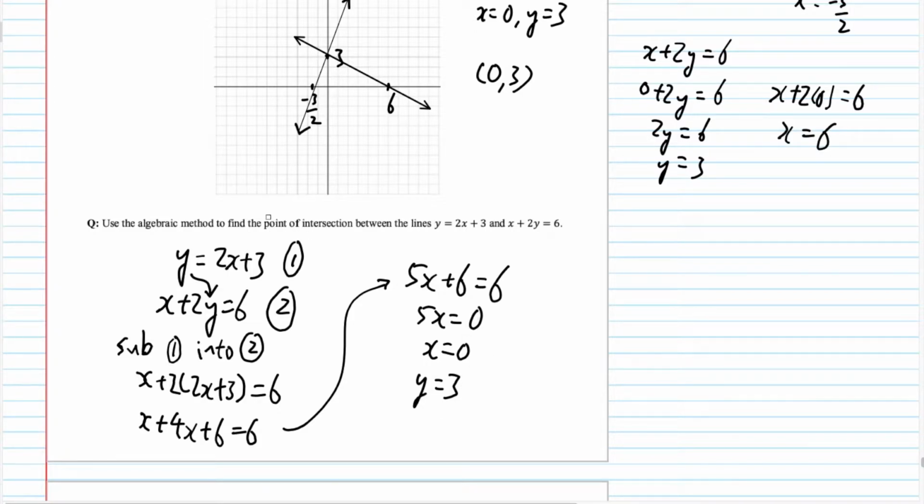Now it says to find the point of intersection, so you can either write it like this, or, actually, tell you what, because it says point of intersection, I think it's better to write it in point form. But if the question just asks you to solve these two equations simultaneously, then your answer should look something like this.